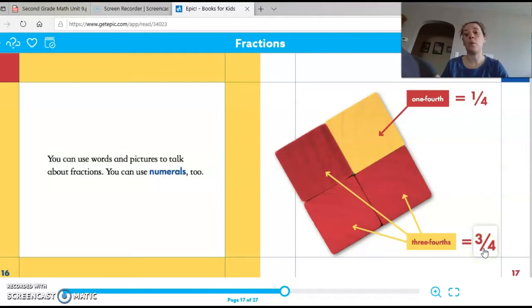Now here's something I want to point out to you. The line for the fraction is kind of curvy. Okay. Sometimes we have to make a slash, but a lot of times we can just do a straight line, a number on top of a number.